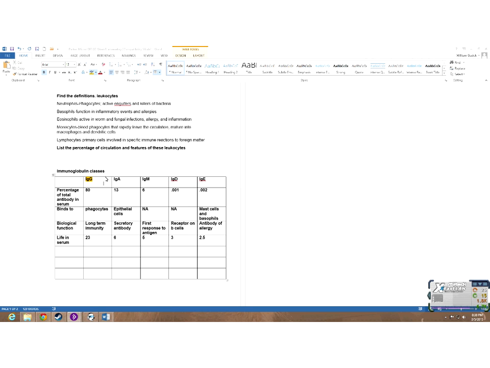Memory? Yeah, memory. And your long-term memory is IgG. So I would just know that for sure, IgG, and then know some about each one of these, because she's not going to ask you to regurgitate this chart, but I would definitely be very familiar with the chart. Do you have any questions about the chart?